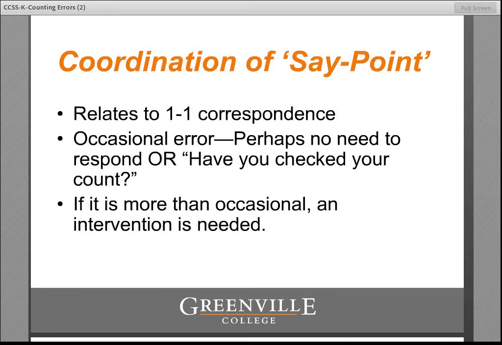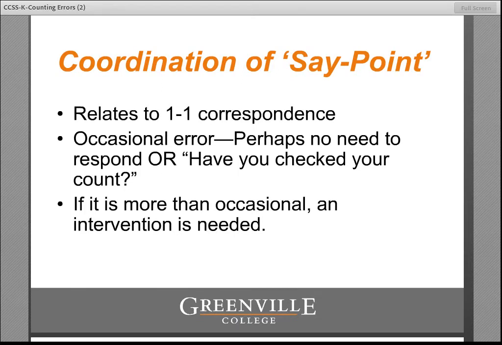So first of all, the coordination of say point. As we've discussed at multiple points in the PD module, there's a tremendous amount of coordination involved in counting accurately. And one of those acts of coordination is pointing to one object, one finger point to one object. Actually, children tend to get that pretty well. I'd be surprised if you had some, your extreme outliers perhaps, but for the most part, they should be able to point to one object at a time. The real coordination issue that you can still see occasionally is the coordination of say point, that their verbal count matches their finger point.